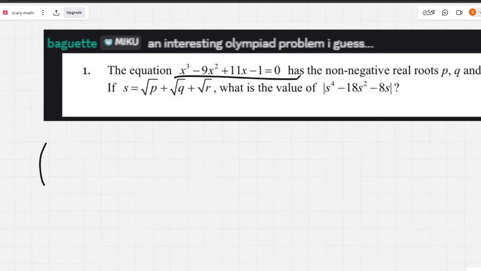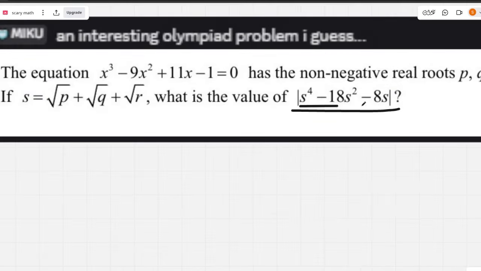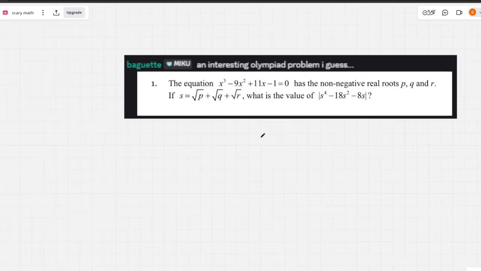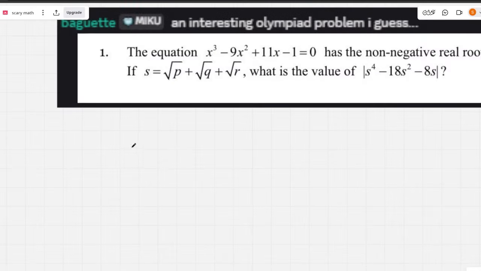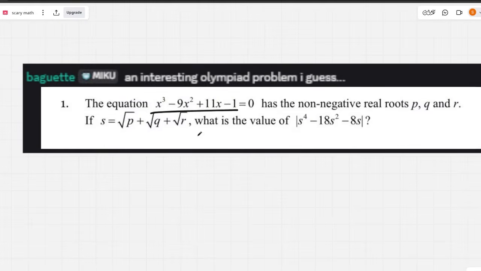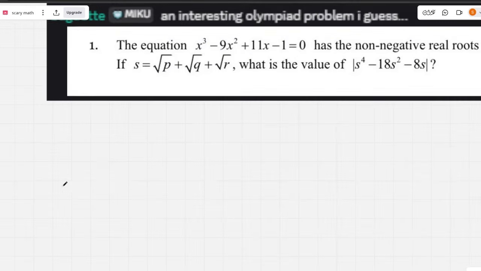So the equation, this cubic, has non-negative roots p, q, and r, and we have s defined as the sum of square roots of those. We need to find the absolute value of this quartic. First of all, the first intuition is that we need to find how p, q, and r relate to the coefficients of this cubic. So let's write it down.